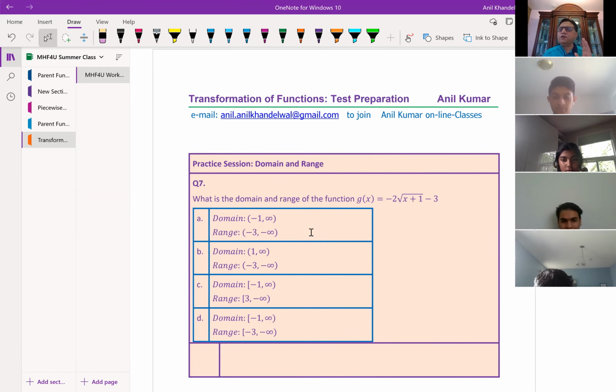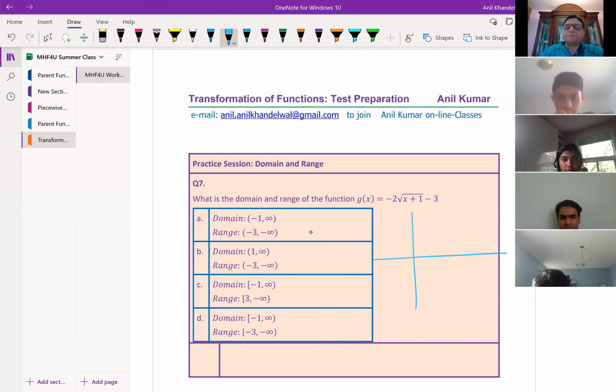Now, we'll look into domain and range of our function. Okay, Akshay, please read the question and answer. Yes, sir. What is the domain and range of the function g of x equals minus 2 root of x plus 1 minus 3? What is the correct answer? Tell me the domain and range from the equation and then match.